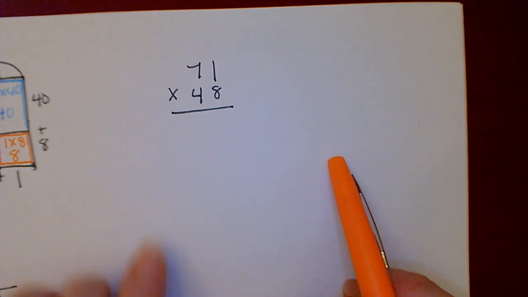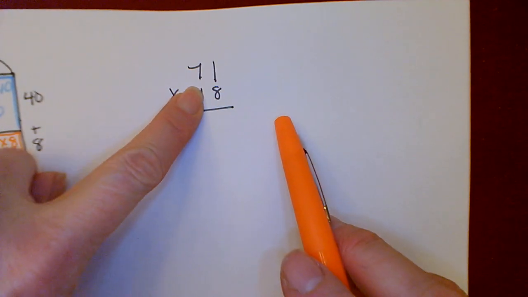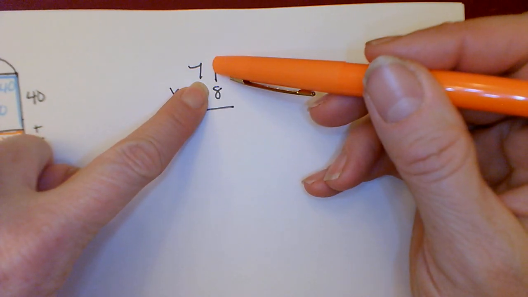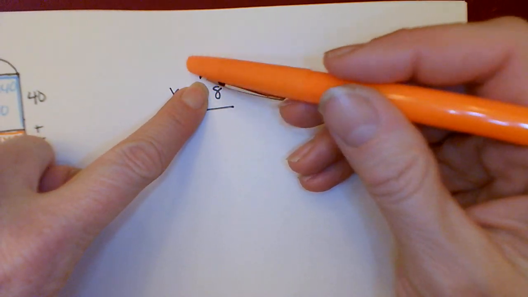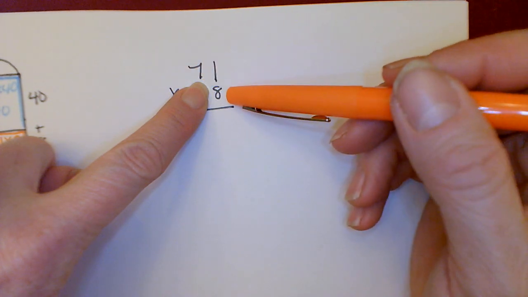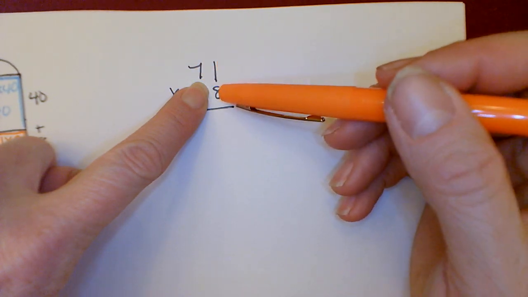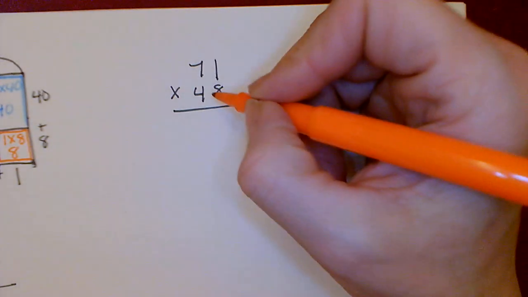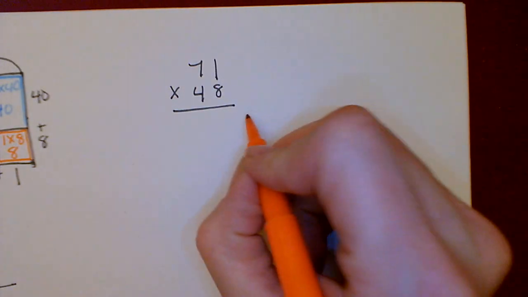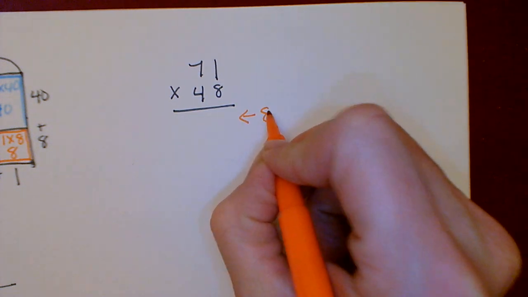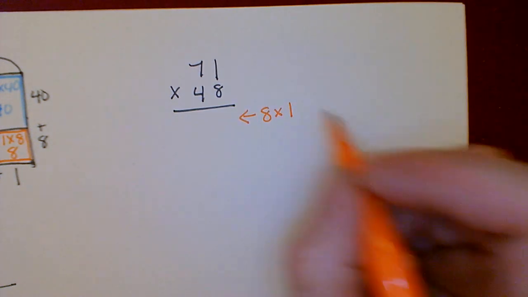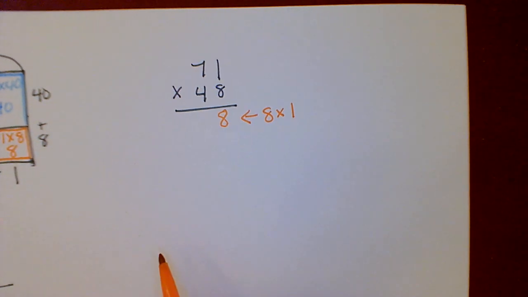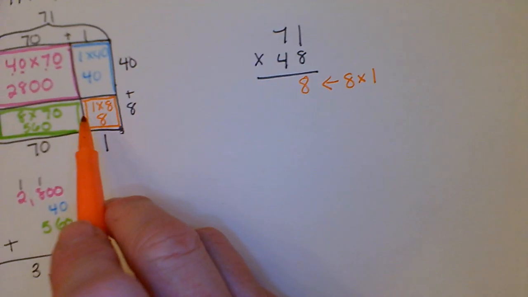So the first thing we're going to do is I'm going to pretend like that 4 is not there, and I'm going to do 8 times 1, and then 8 times the tens. How many tens? 7 tens, so 70. So it's going to be 8 times 1, and 8 times 70. So 8 times 1 first. And I could circle it, but I don't want to make it messy. So it's going to be 8 times 1, which is just 8. And do you see how that's the same as right here? Do you see that?